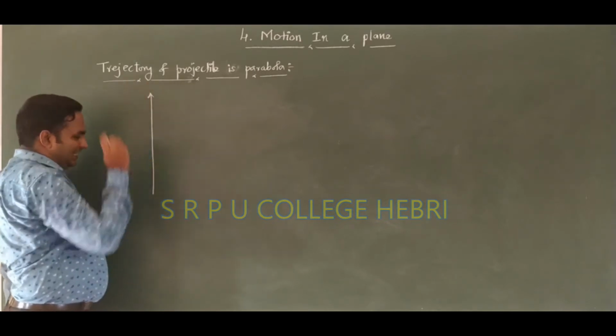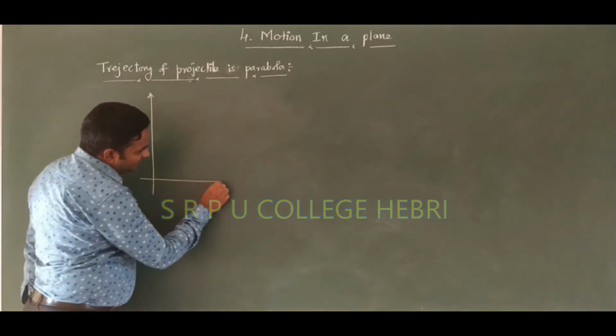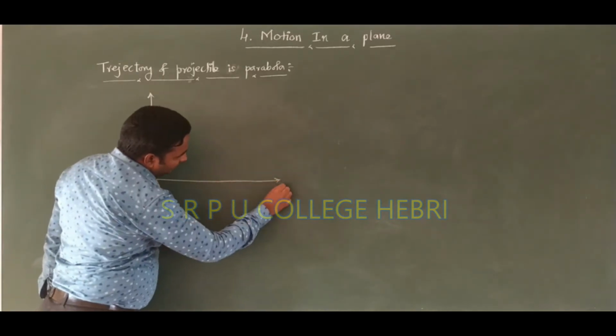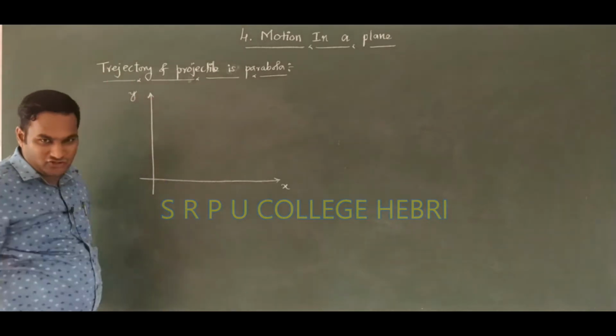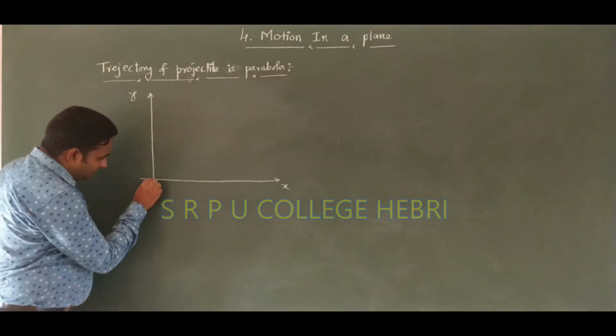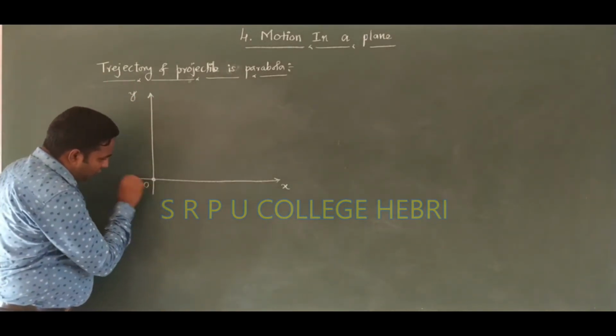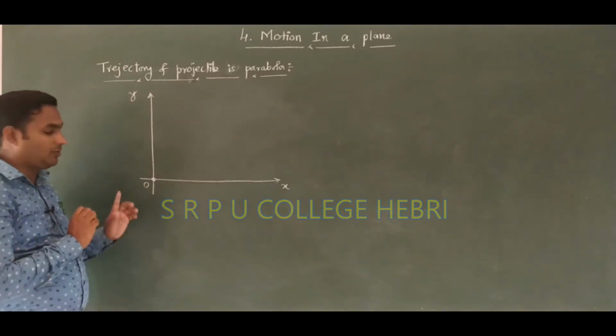Diagram is like this. This one is the x-axis. This one is the y-axis. This particular point is called point of projection. I call it as O, where O is the point of projection.